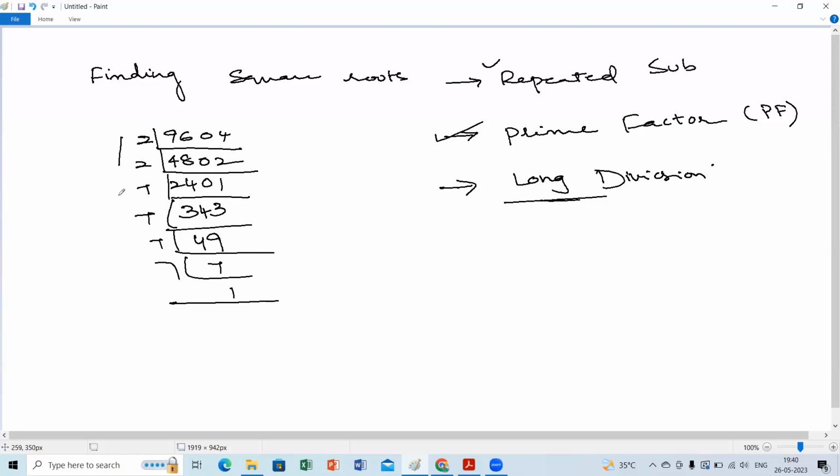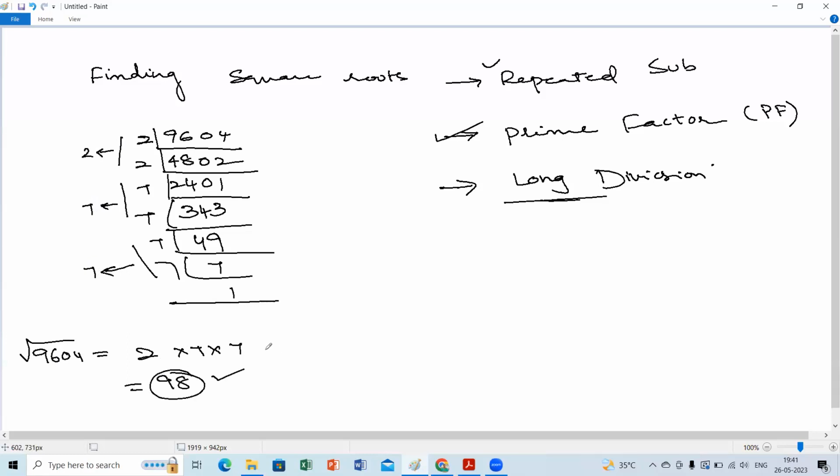Square root means just pairing. You have to make pairs, and for each pair you take one number, because we are finding the square root. So the square root of 9604 is nothing but 2 into 7 into 7, which is 49 twos, 98. Very good. That's all, children.